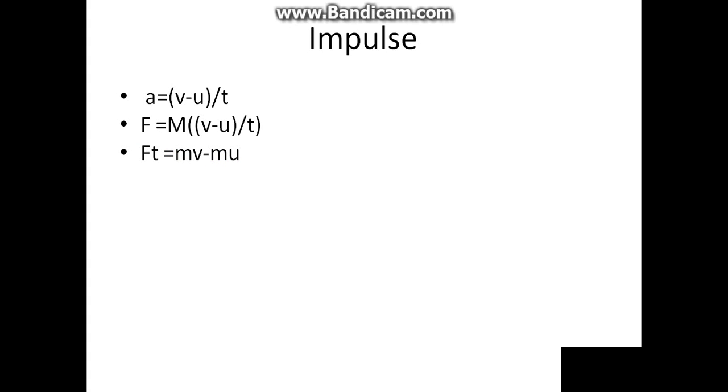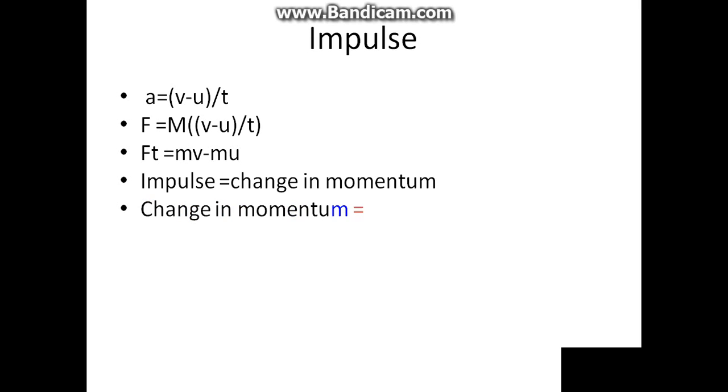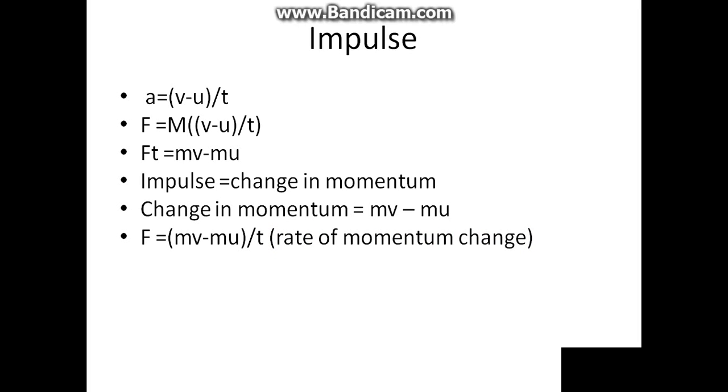Cross multiplying, you have that Ft is equal to mv minus mu. Impulse is equal to change in momentum. Change in momentum is equal to mv minus mu. Force F is equal to mv minus mu all over t. This is the rate of momentum change. Ft is equal to mv minus mu, which is equal to the momentum change.